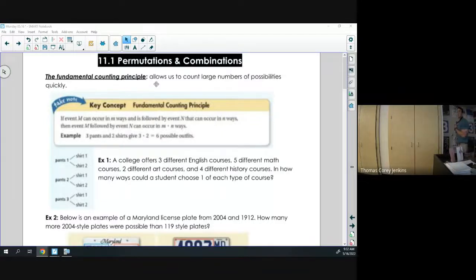All right, guys. So we'll go ahead and get started. We're gonna cover sections 11.1 through 11.4, kind of just a brief overview of some basic probability stuff.